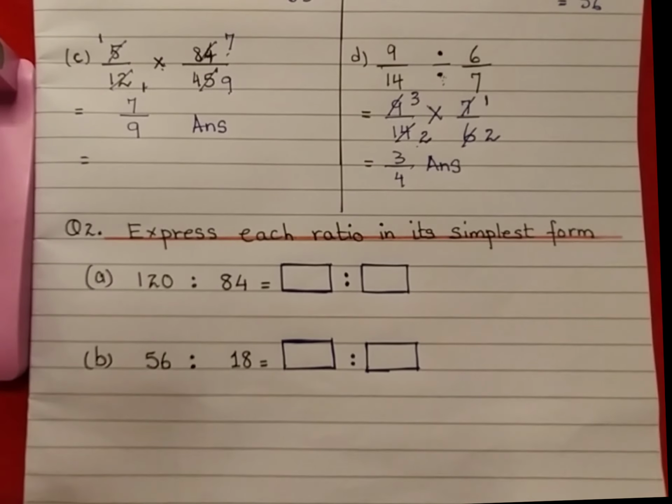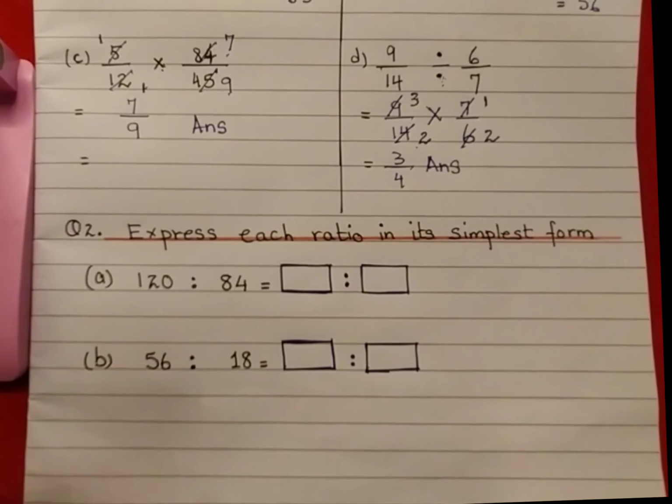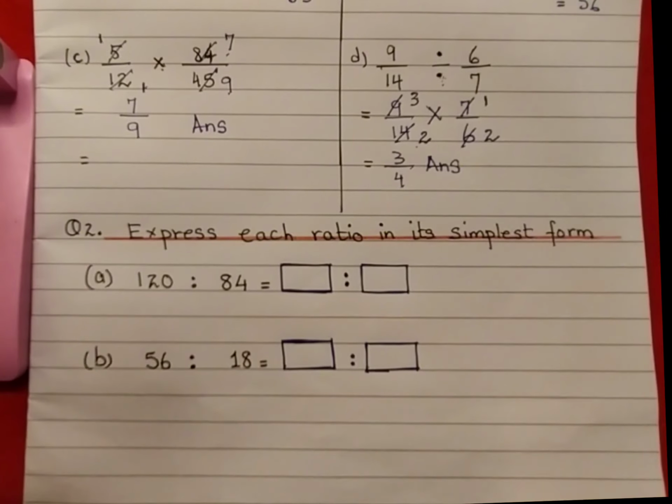Express each ratio in its simplest form. Okay, so I'm going to start with, what do you think, should we start with? Let's give it a try with the 4 times table. Okay, I'm comfortable using the 4 times table. It's all up to you.